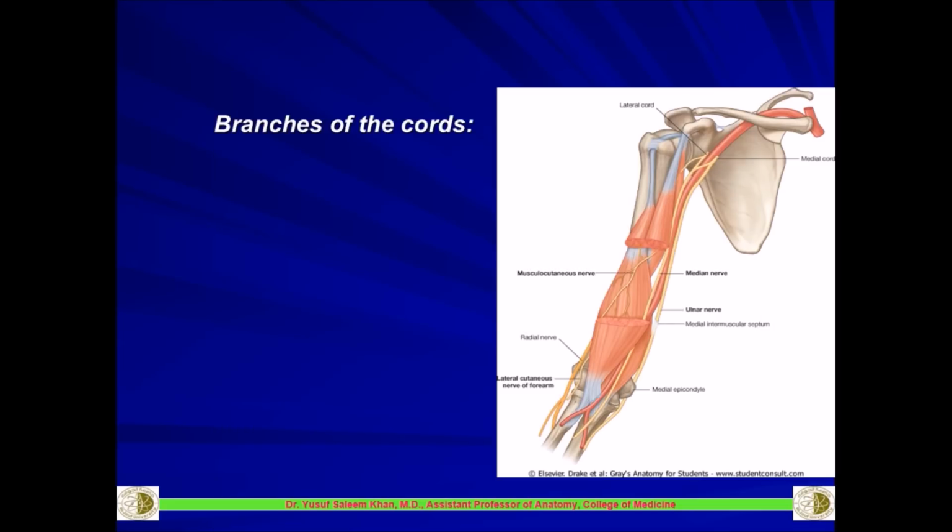Now coming to the branches from the cord, the most important nerves which will supply the upper limb will be the branches which are coming from the cords. So which are those branches? So now we have to know what are the branches coming from each cord. So as you know, there are three cords: the lateral cord, medial cord, and the posterior cord. So what are the branches which are coming from the lateral cord?